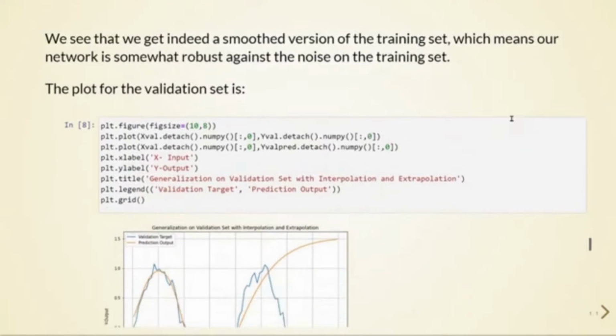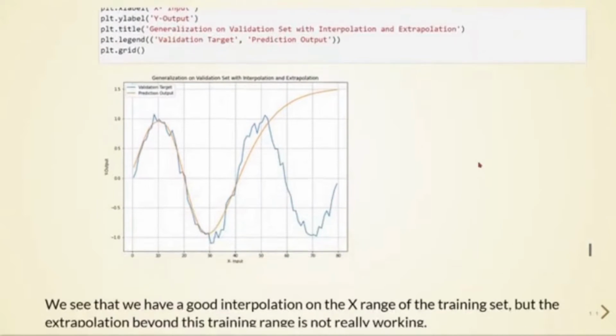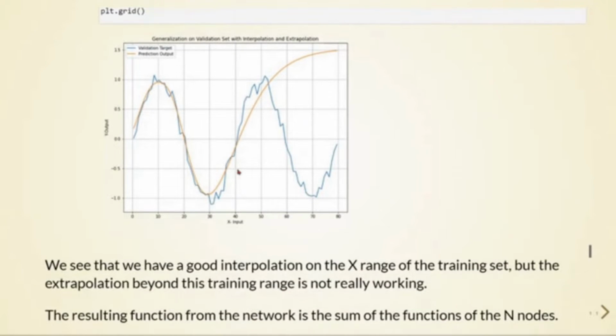For the validation set, again in blue is the validation target, which is now 2 cycles of a sine wave with noise, and we have the prediction output. We see that we have a good interpolation on the capital X range of the training set, but the extrapolation beyond this training set is not working. We start getting a sine wave, but at this point it just goes completely different.